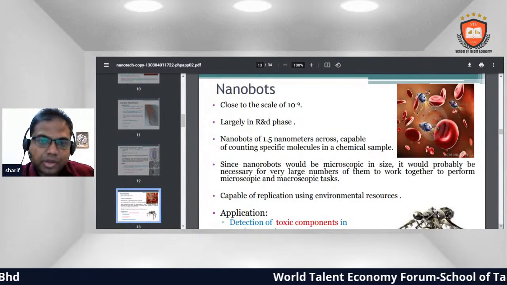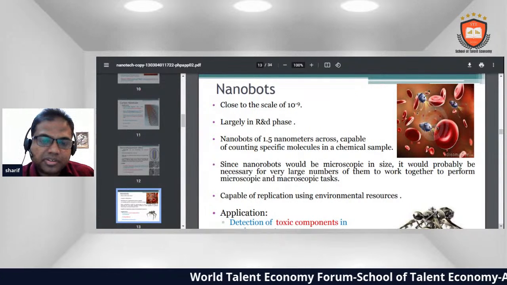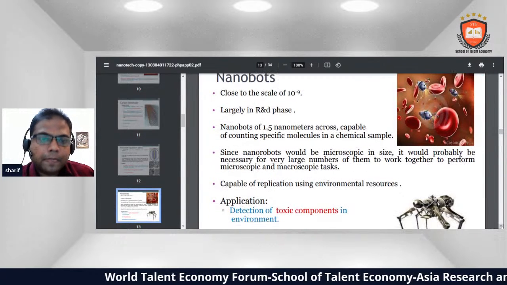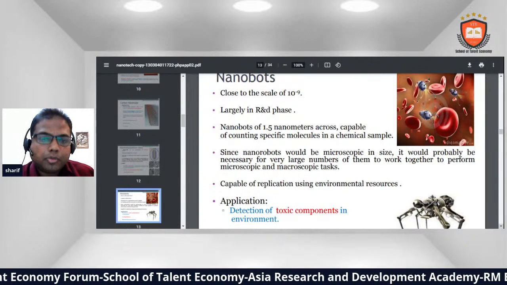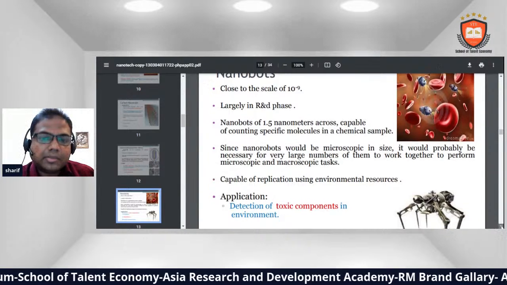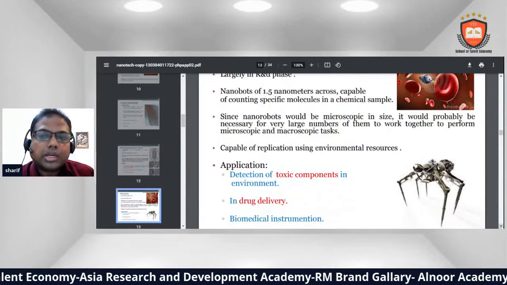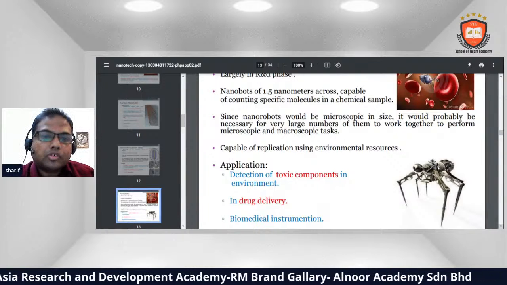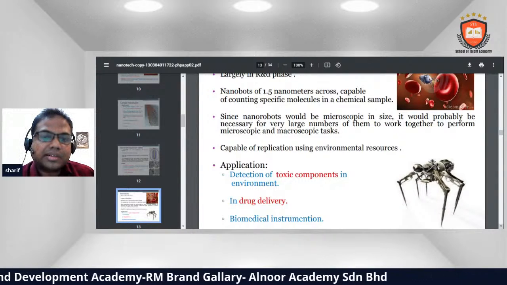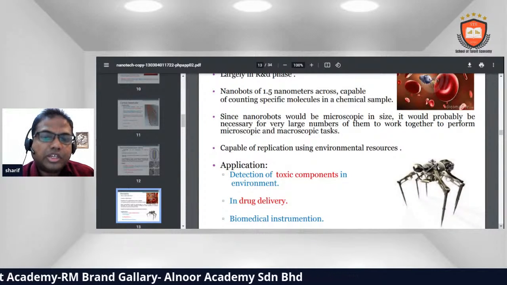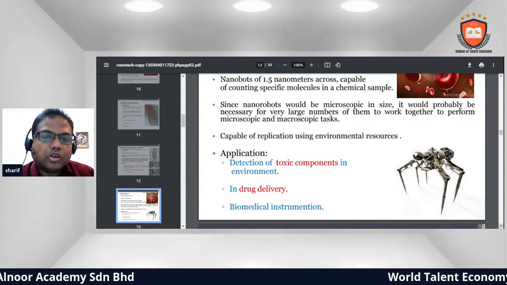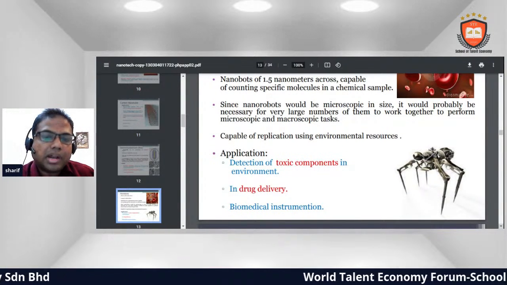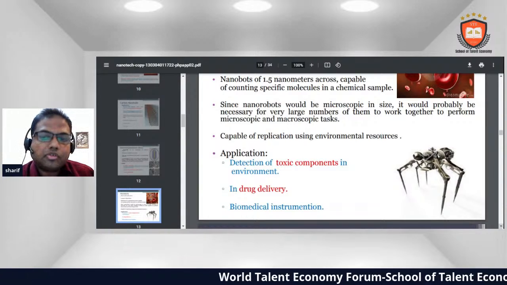Nanobots, close to the scale of 10 nanometers, are largely in the research and development phase. A nanobot is 1.5 nanometers across, capable of counting specific molecules in a chemical sample. Since nanorobots would be microscopic in size, it would probably be necessary for a very large number of them to work together to perform microscopic tasks. Applications: detecting toxic components in the environment, drug delivery, biomedical instruments.